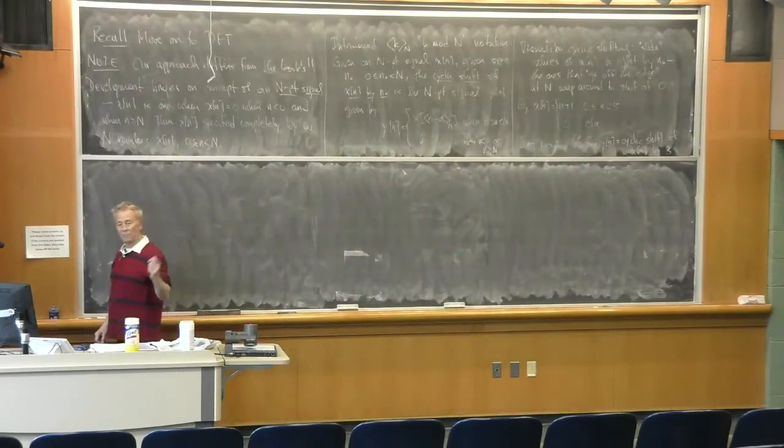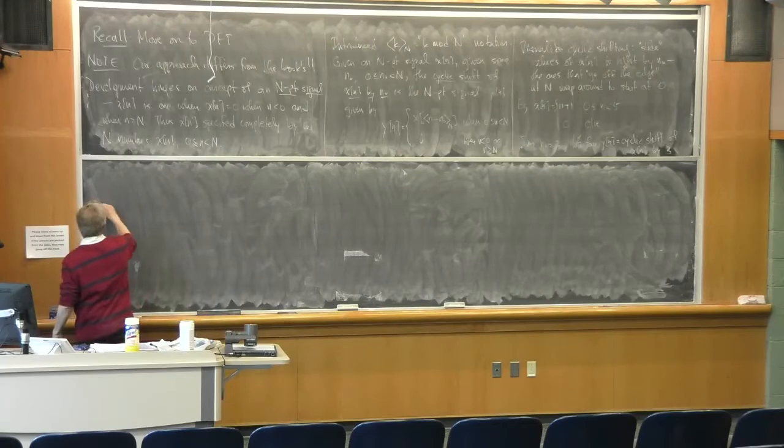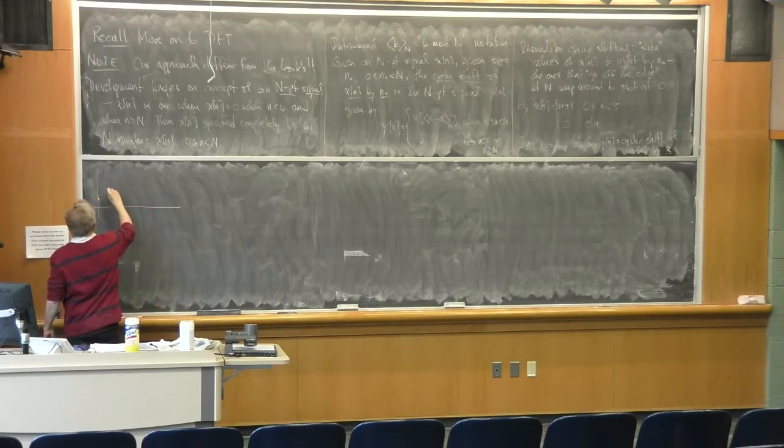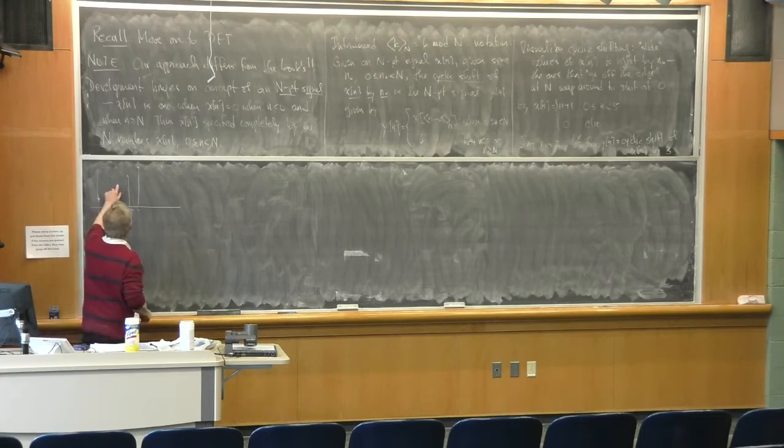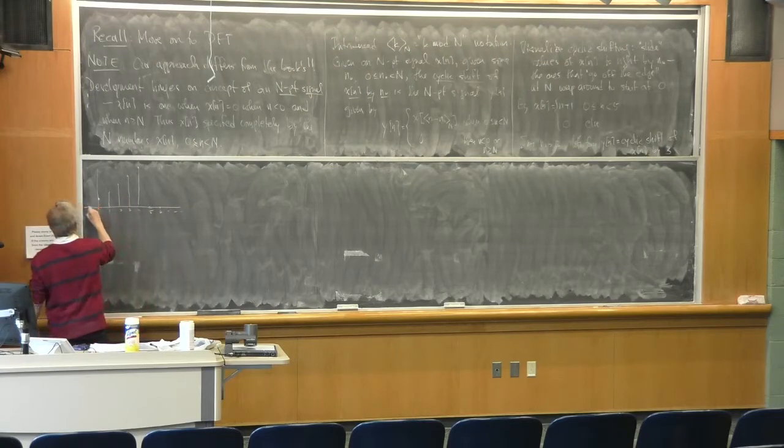Let's do a stem plot for x of n. So what's a stem plot for x of n? At n equals 0, it's going to be 1, and then 2, 3, 4, 5. So this is at time 1, 2, 3, 4. Actually, wait. Yeah, that's right. At time 5 and after, it's 0. And at times less than 0, it's also 0. So that's what x of n looks like.